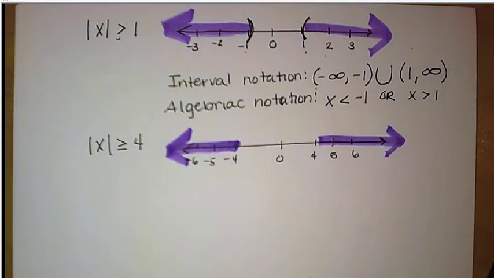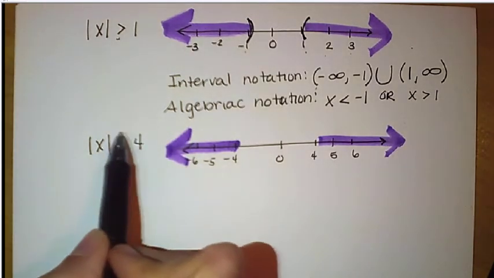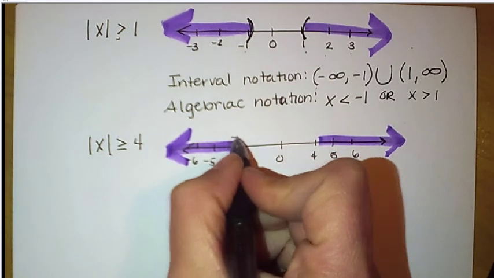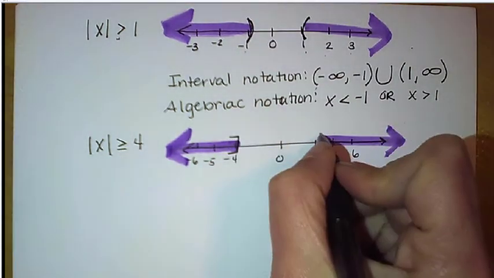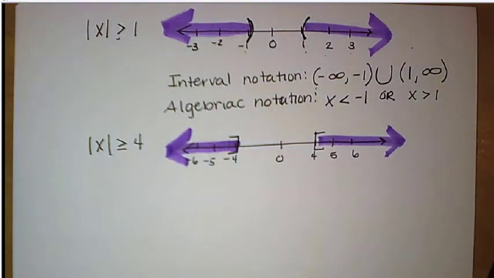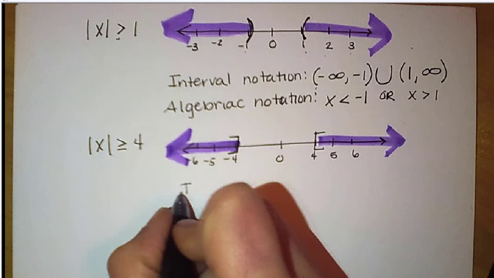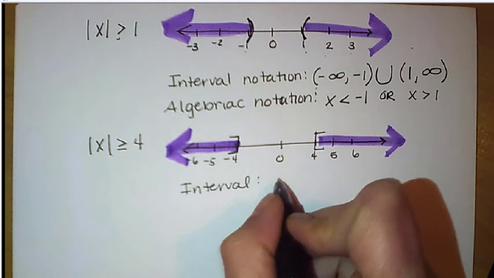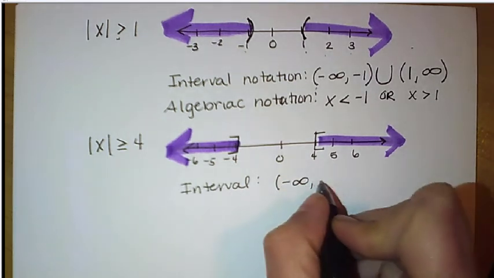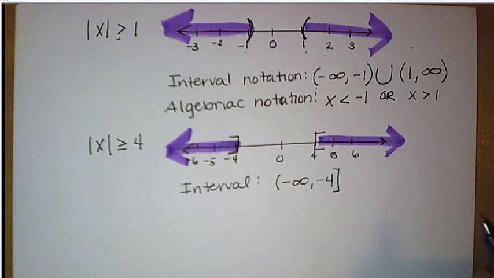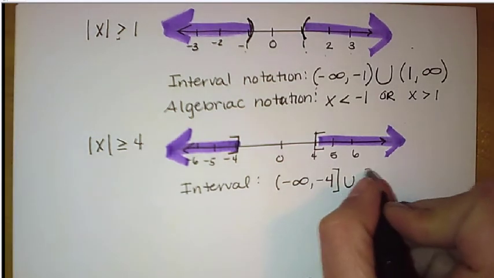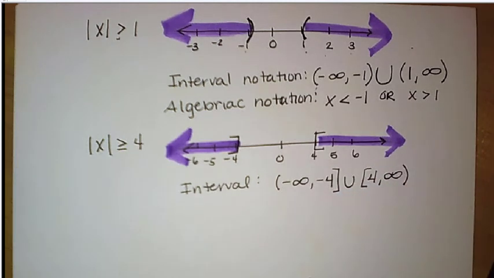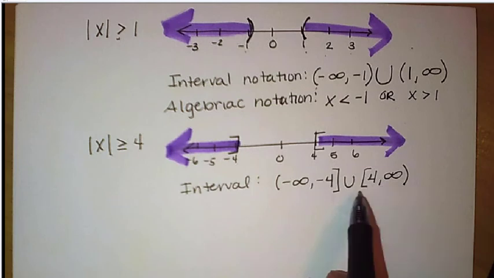Now again, looking at our symbol here, we're doing greater than or equal to, so the or equal to is a closed bracket, so at -4 we'll have a closed bracket, and at +4 we'll have a closed bracket. So this is for our interval notation. We're going to have from -infinity up to -4 with a closed bracket. We're going to union that with 4 out to infinity with an open parentheses and a closed bracket at 4.